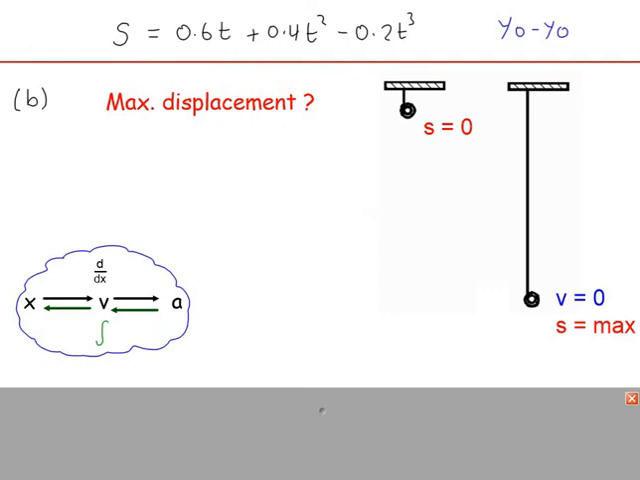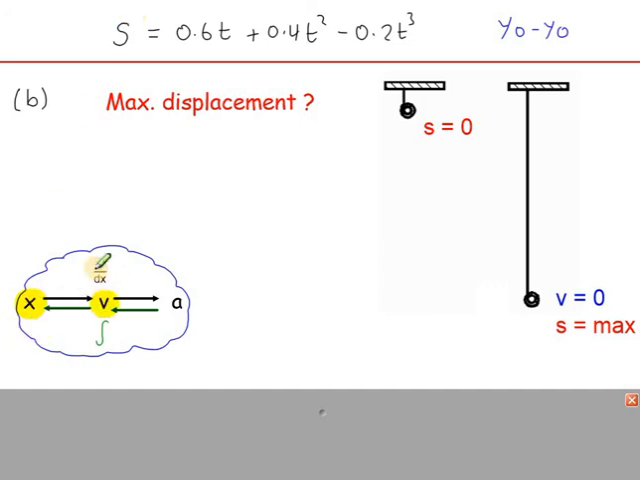Part B, what's the maximum displacement? Now we know that initially the yo-yo is not moving, but when it starts to move, it will eventually come to a stop, and v is 0 at the point where the maximum displacement can be measured. So we have our displacement function. It doesn't matter whether it's a letter x or s or r, it doesn't make any difference.